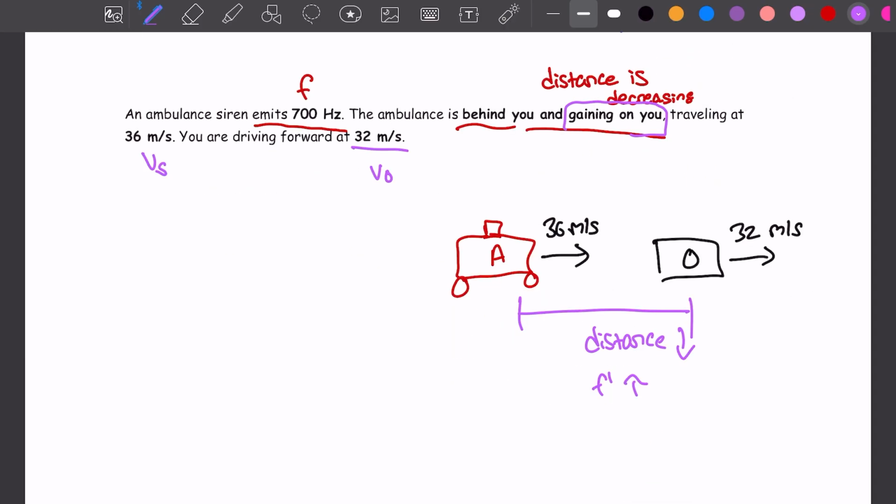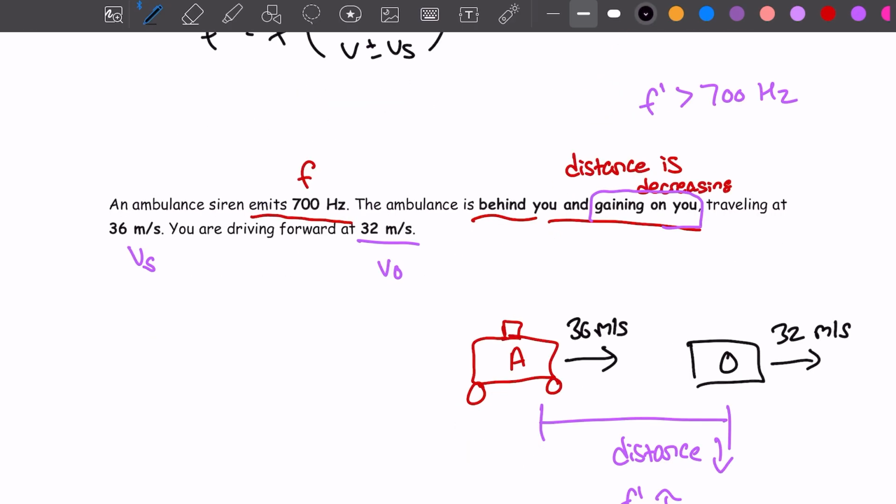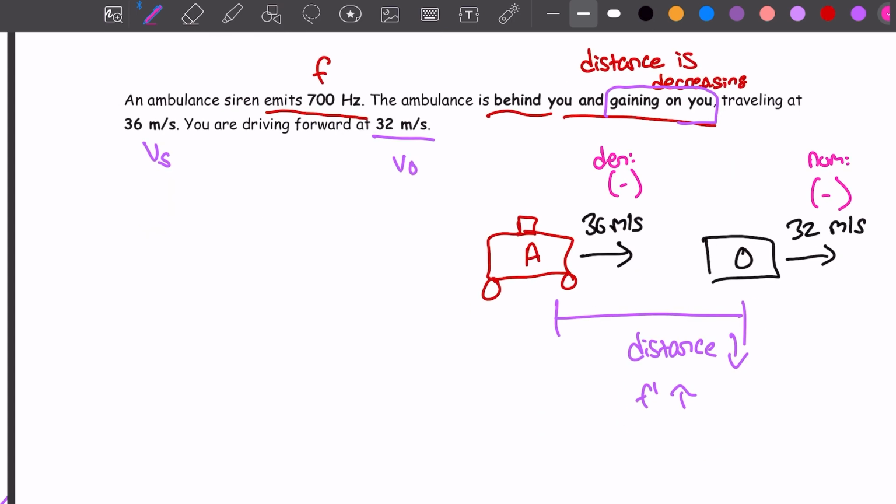Okay, now if we were to plug everything into the formula, we have to ask ourselves 3 questions. Is it getting closer or farther? Are we moving towards or away from the ambulance? We're trying to get away from it, so if we're moving away from it, we pick minus in the numerator. Is the ambulance moving towards or away from us? It's moving towards us, so in the denominator, we're going to pick minus. And we have our signs.